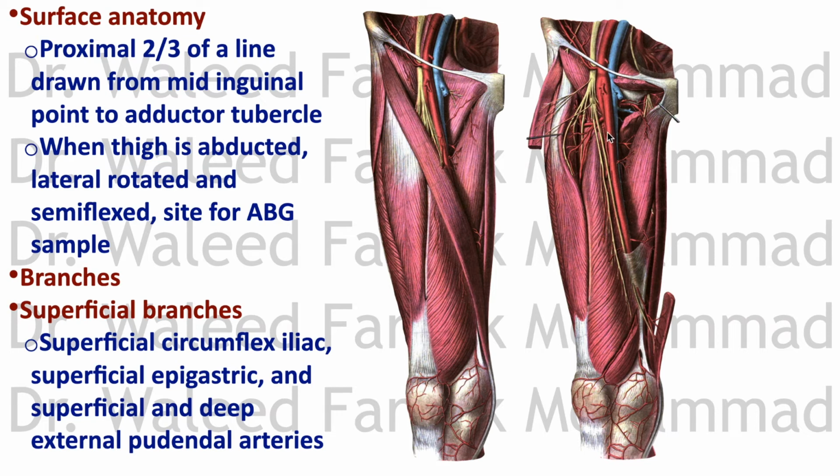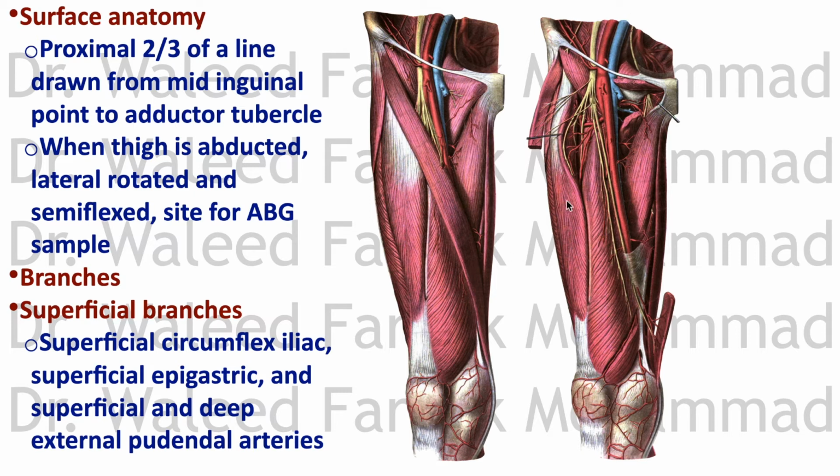When you obtain arterial blood gas, you obtain it from the femoral artery. Or when you want to introduce a catheter in the heart to visualize the coronaries, for example, you pass through the femoral vein, then the external iliac vein, then the common iliac, and so forth, till you reach the heart.